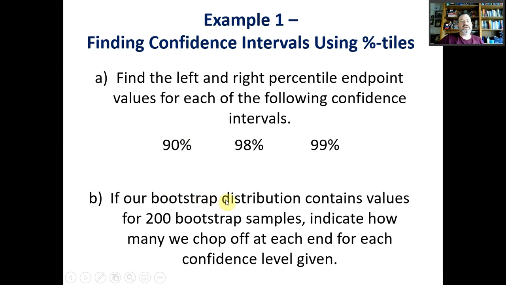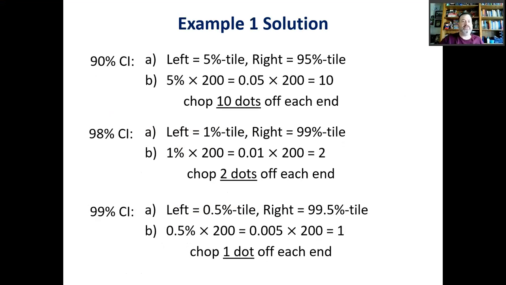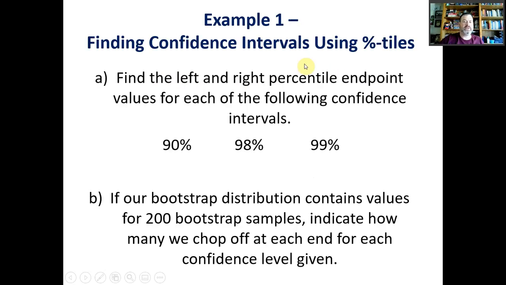Well, a 90% confidence interval chops off 10% of the dots, but on both sides. So that's 5% on each side, right? Chop off 5% on the left, 5% on the right. On the right, you do 100% minus 5%, because it's the 95th percentile.